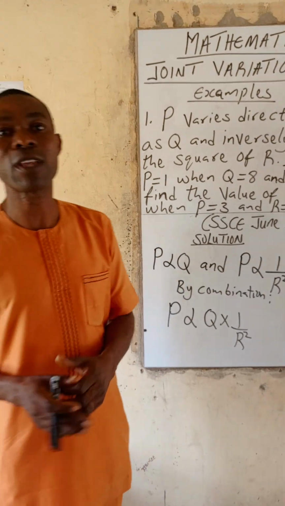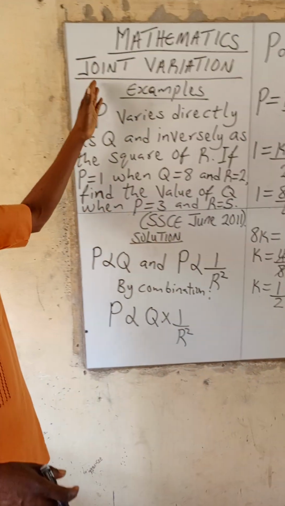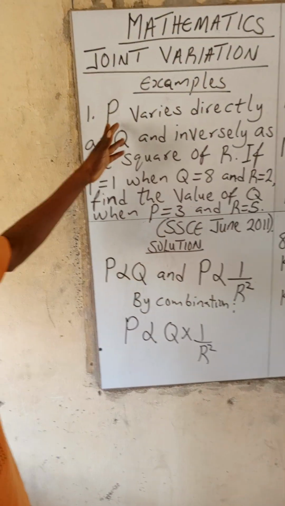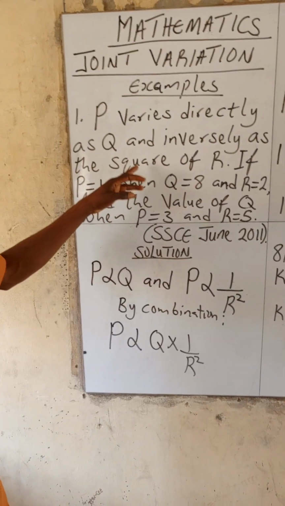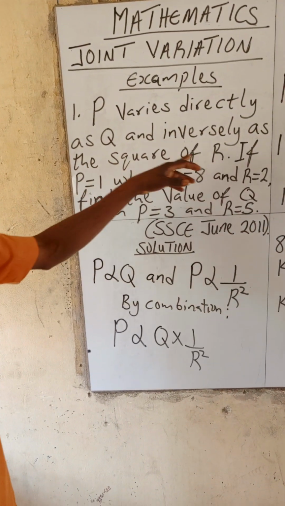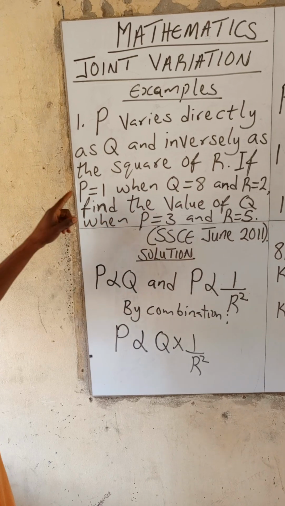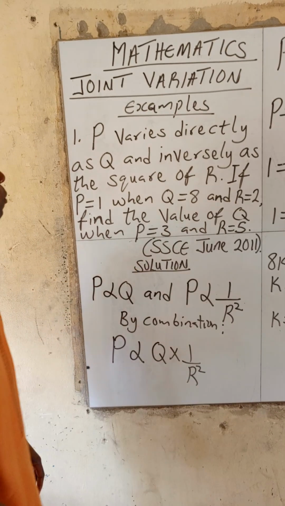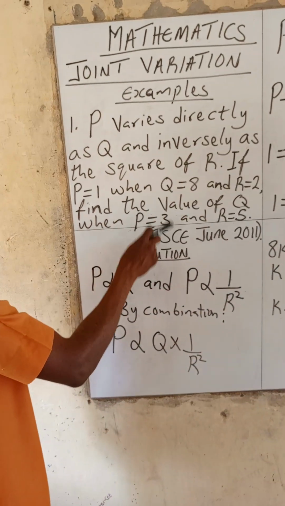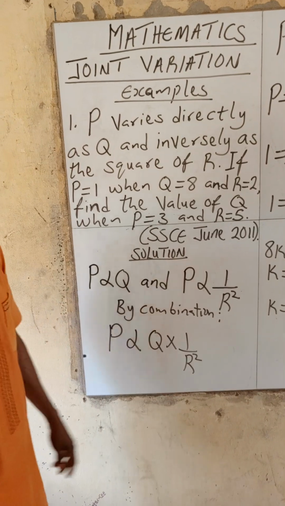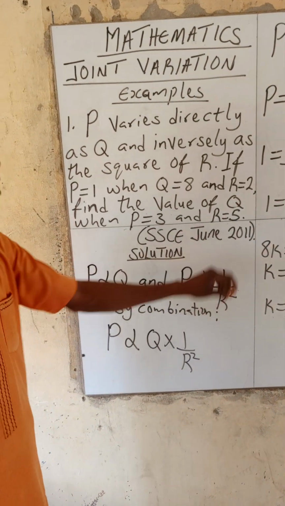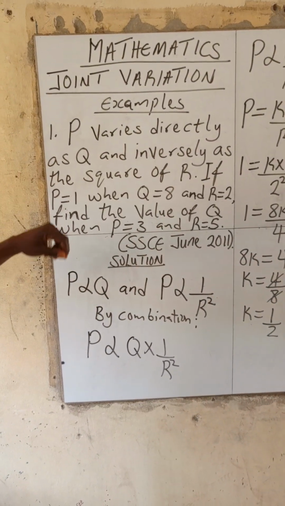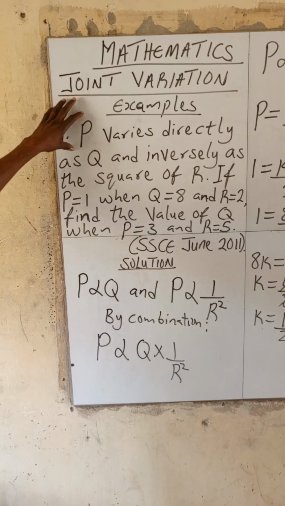So today we are going to focus attention on examples on joint variation. From this example, we have P varies directly as Q and inversely as the square of R. If P equals 1, when Q equals 8 and R equals 2, find the value of Q when P equals 3 and R equals 5. This is an SSC June 2011 question. So let us start with the first part.